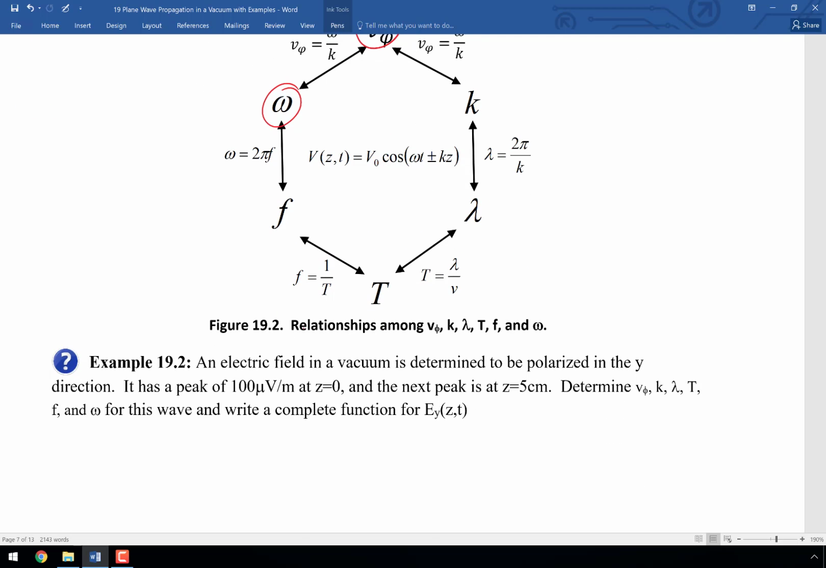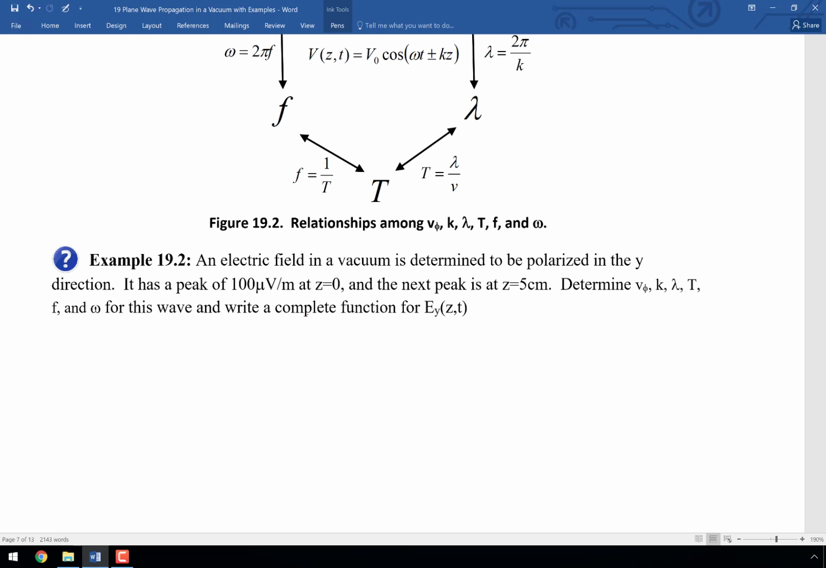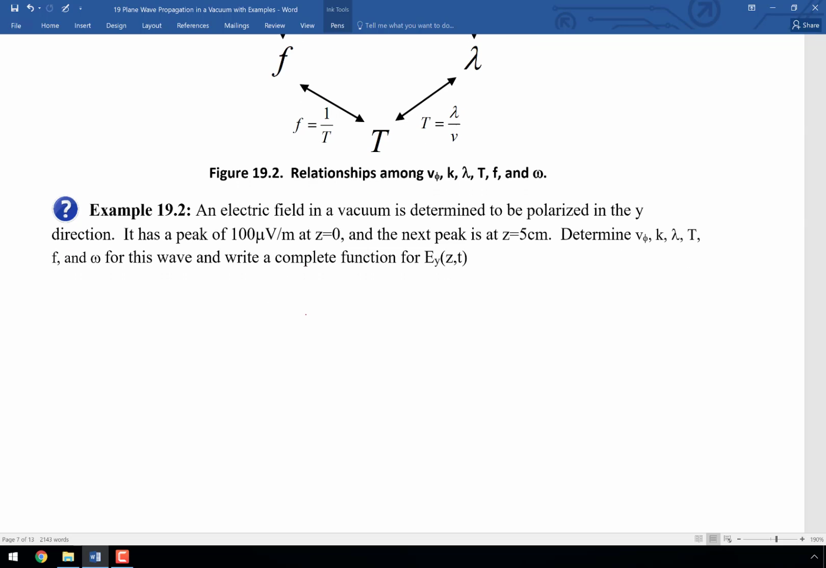An electric field in a vacuum is determined to be polarized in the y direction. It has a peak of 100 microvolts per meter at z equals 0, and then the very next peak is at z equals 5 centimeters. So I want to determine all those quantities and then write a complete function for E sub y of z comma t.